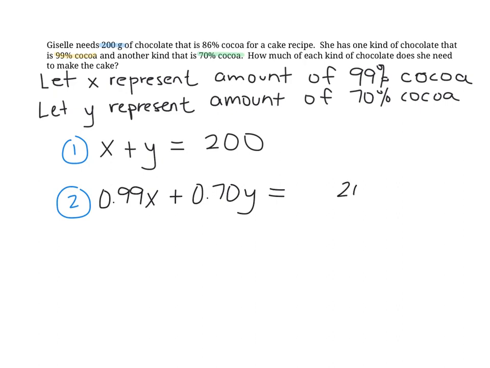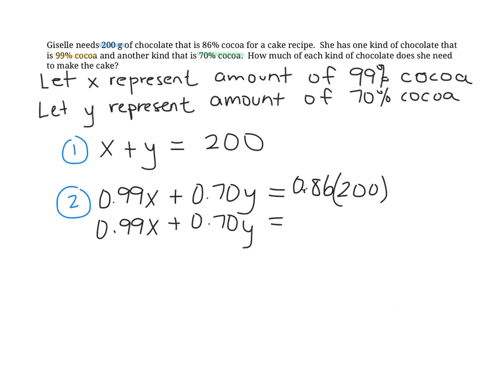So I need 200 grams in total, but that needs to be a blend of 86% cocoa, which can be written as 0.86. So I can simplify this a little bit by multiplying 0.86 by 200. And 0.86 multiplied by 200 is 172. So in fact, this equation is going to be the one that we call equation number 2.